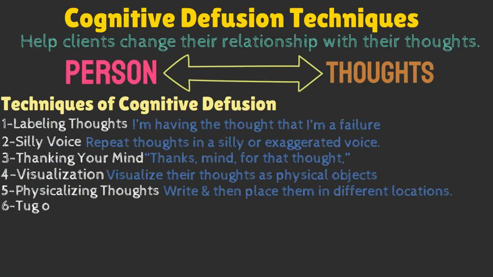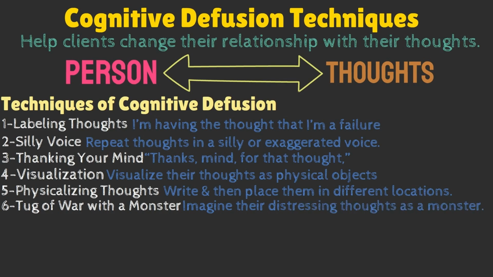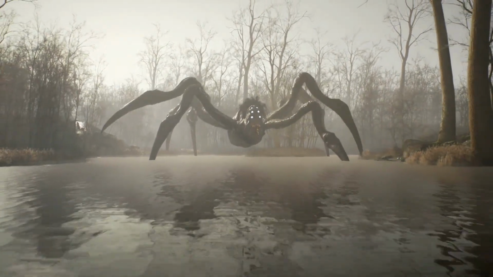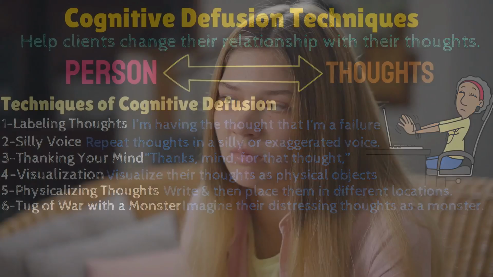Tug of war with a monster. In this metaphorical exercise, clients imagine their distressing thoughts as a monster they are playing tug of war with. By choosing to drop the rope, they can visually and symbolically see the power of stepping away from a struggle with their thoughts. Consider a client, Lisa, who is overwhelmed with the thought, "I must be perfect at work."